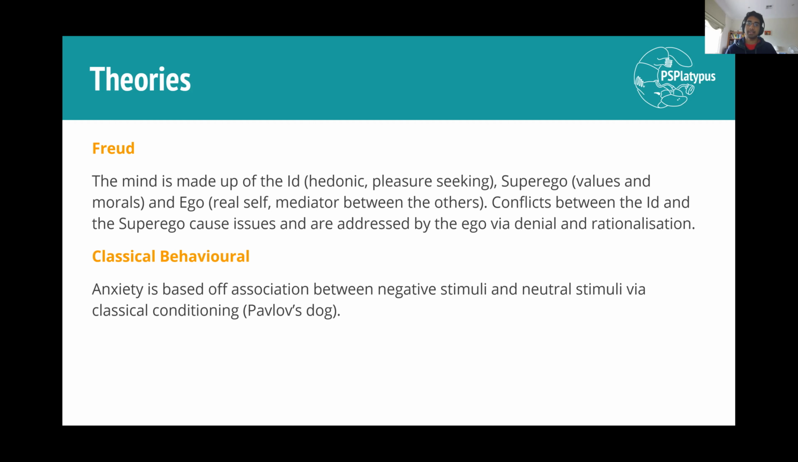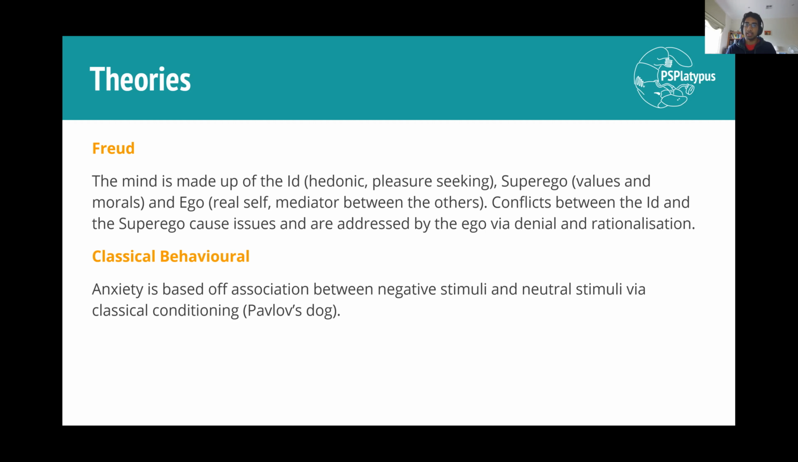And so he said basically anxiety and other issues are caused by a conflict between what you want hedonically in terms of pleasure seeking and what you want in terms of your values and morals. And he suggested that things arise based on that. So we kind of don't put too much stock in that theory these days. It's still important as a marker for different ideas of how mental illness works, but we don't necessarily lean on it too much.